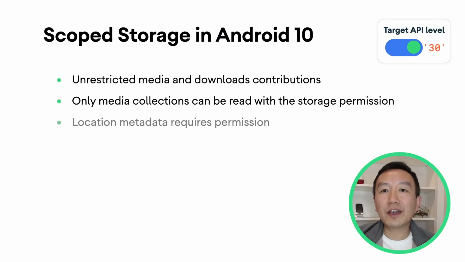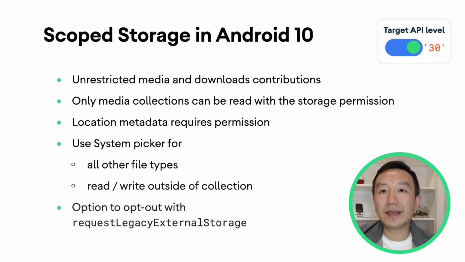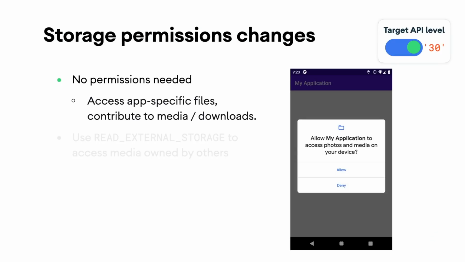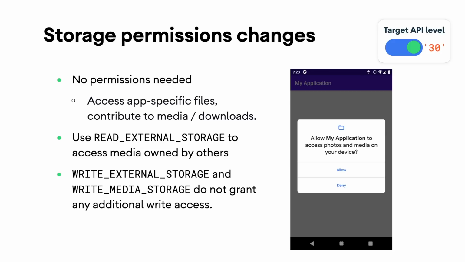I've listed a summary of scoped storage changes in Android 10 here. From early feedback, developers told us they need more time to migrate, which makes sense. We responded to that by supporting a temporary opt-out via the Request Legacy External Storage manifest attribute. Android 11 improves upon scoped storage in a number of ways.